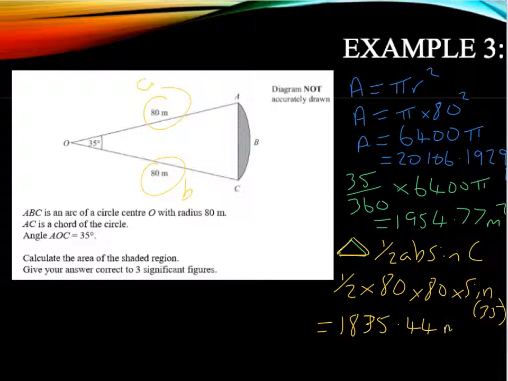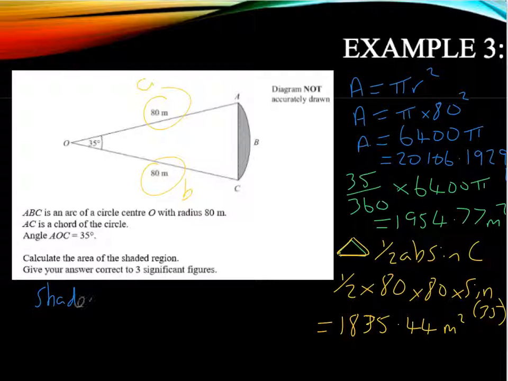1835.44, again meters squared. Now, what I would always encourage you to do at this point is just to make sure that that makes sense. I'm looking at my whole sector area, 1954, that's everything. This triangle is working out at 1835. That seems reasonable. I've only got a bit left. So the final thing I need to do is to work out the shaded region.